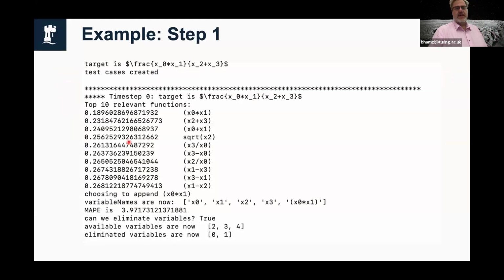Well, we run this for the first time step, and we rank these candidate features by that sum of Gini coefficients, that relevance measure. And we find that, if we look at the expression, x0 times x1 over x2 plus x3, we find that both of those are appearing within the top of that list.